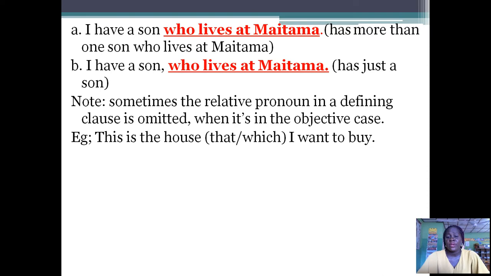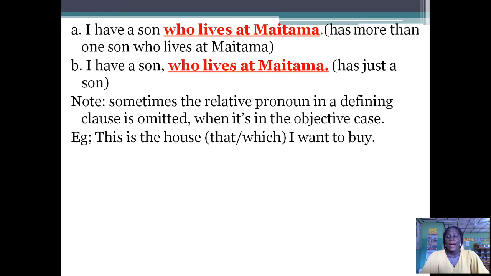Sometimes the relative pronoun in a defining clause is omitted when it is in the objective form. This example we have, this is the house that or which I want to buy. You can choose to put that or which, or you can choose not to put. You can say this is the house I want to buy, or this is the house that I want to buy, or this is the house which I want to buy, depending on your preference. I just want you to be aware that it can be omitted when it is in the objective case.